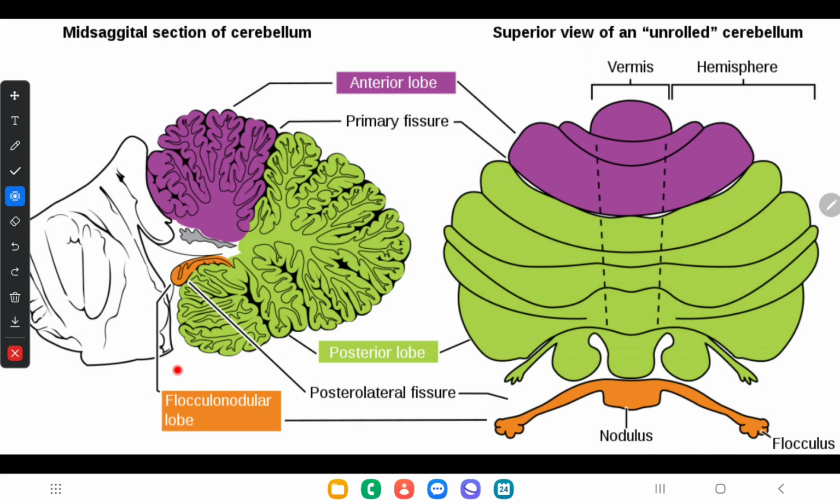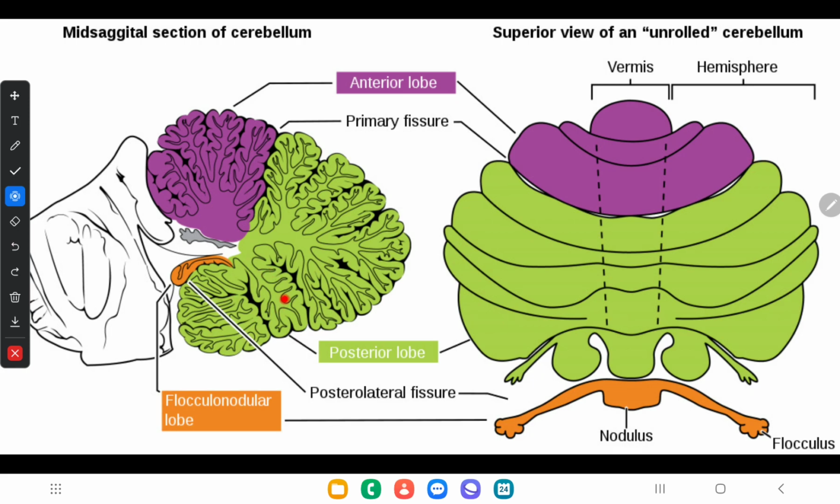This is the mid-sagittal section of the cerebellum. This is the superior view of the cerebellum and this is the anterior lobe, this is the posterior lobe and this is the flocculonodular lobe. You can see the anterior lobe is separated from the posterior lobe by the primary fissure. This is the primary fissure.